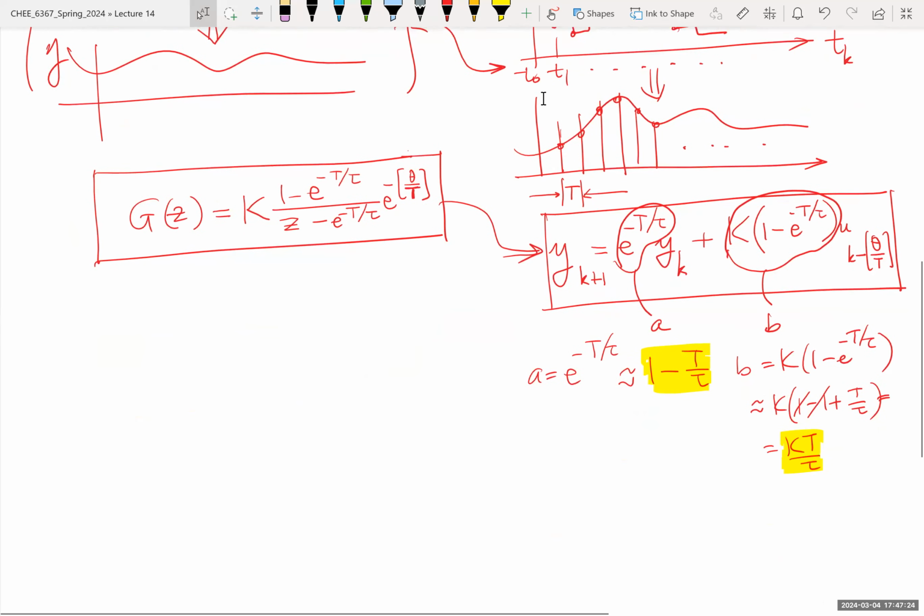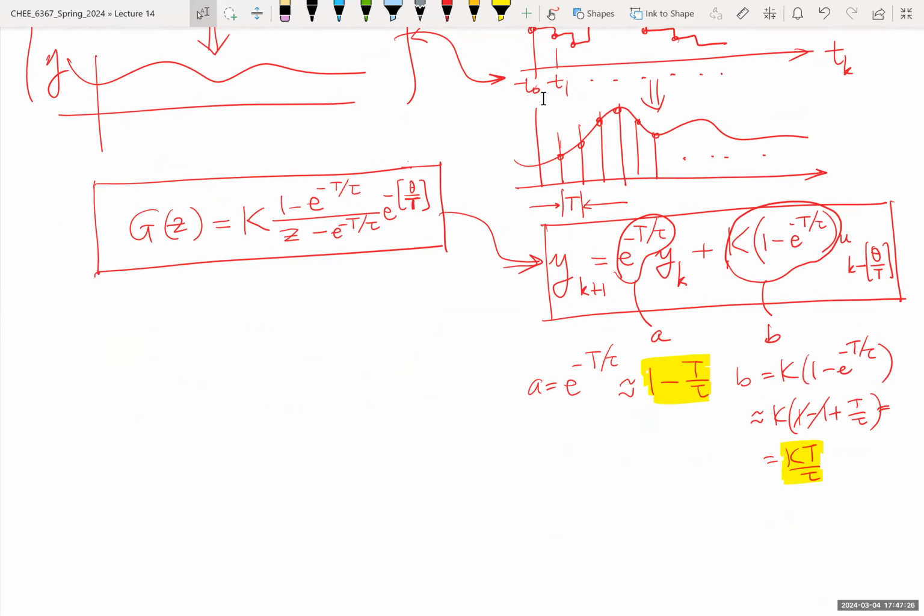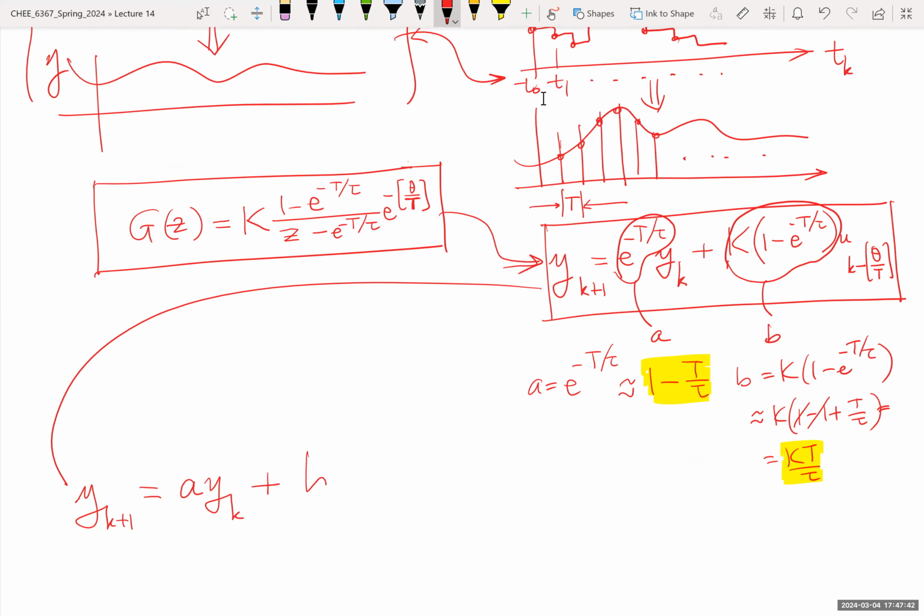All that is nice. Let's do one more thing. What is the steady state gain of this process in discrete time? So we have that. Let's go here. y k plus 1 is equal to A y k plus B u k minus the time delay. Let me call it D.